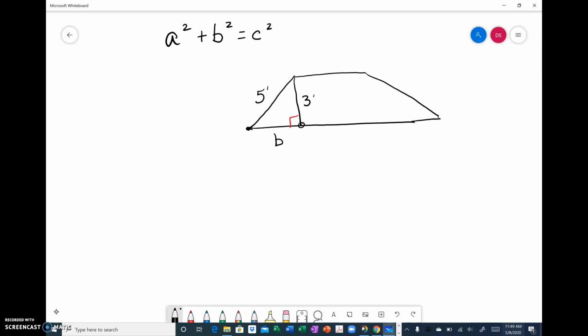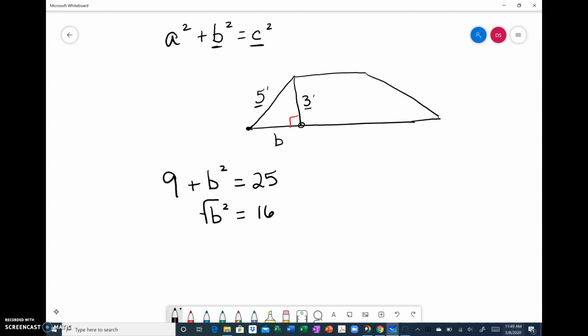All right, so this time we are finding a leg length, not the hypotenuse. You still plug in what you know. We know A, it is the leg length of 3. So 3 squared would be 9. We do not know B, so I'm just going to put B here because that's what we're solving for. And 5 squared will be 25. Then I subtract 9 from both sides and get 16.